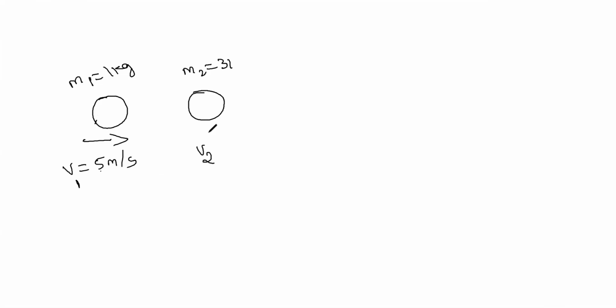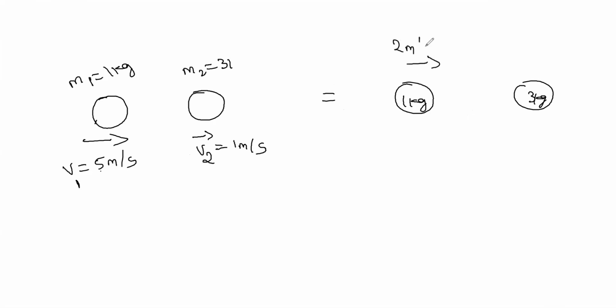So the first body was initially at rest? No, it is initially moving at 5 meters per second. The second body is also initially moving at 1 meter per second. Now, after collision, if the 1 kg block is moving with 2 meters per second, then what will be the velocity of this second block?